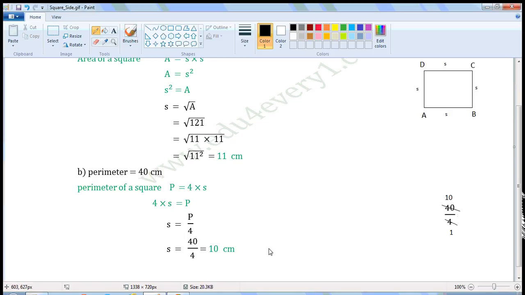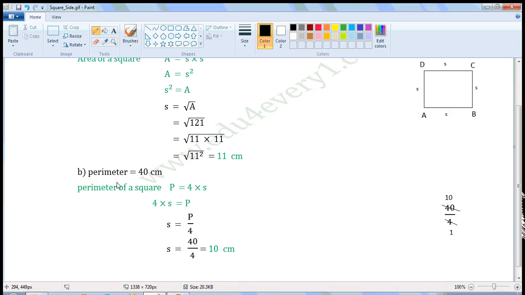Let us simplify this in the rough work. Common factor of 40 and 4 is 4. Divide both of them with common factor. When we divide 40 with 4, we get 10. When we divide 4 with 4, we get 1. The values left are 10 by 1, which is equal to 10. So side is equal to 10 centimeters.